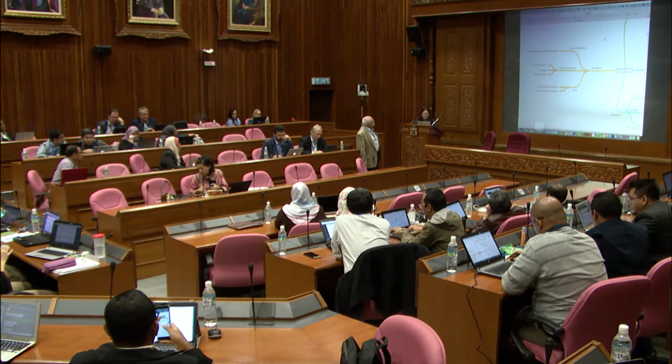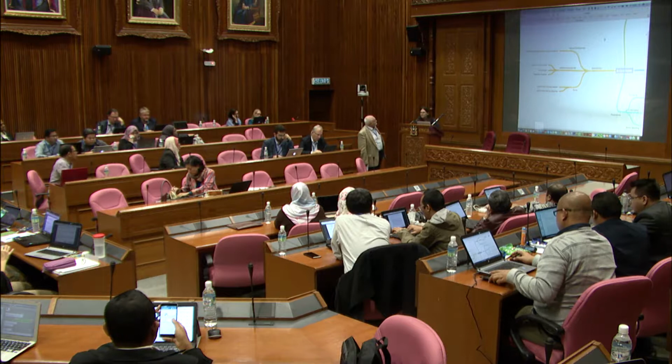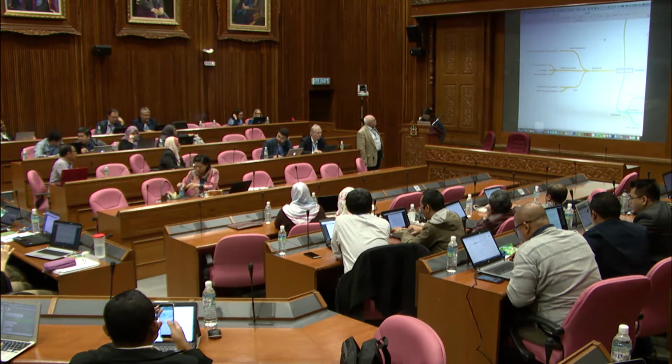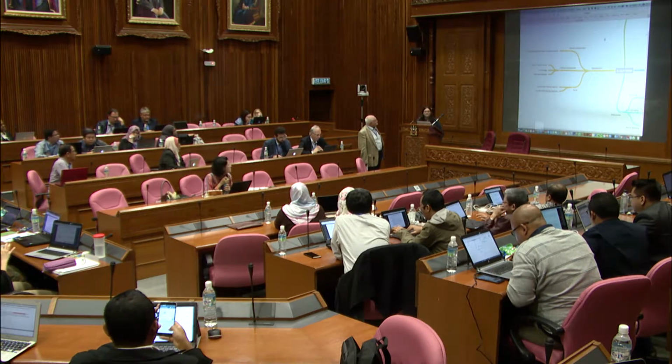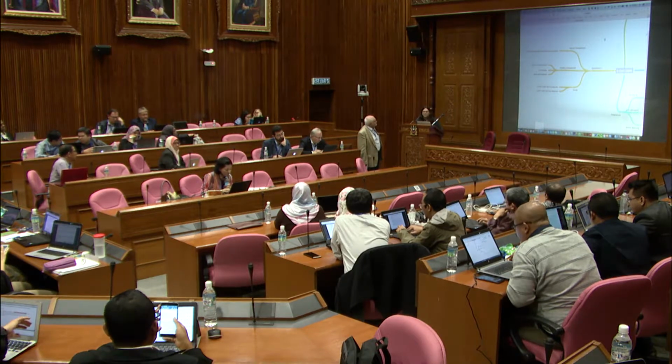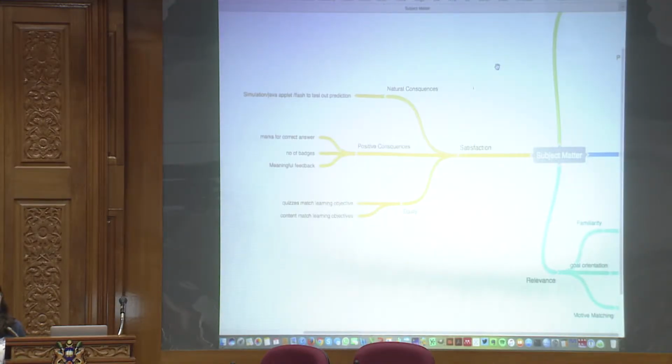Positive consequences: marks for correct answers, and the number of badges that they can accumulate, and then giving meaningful feedback in forums and also for their quizzes.